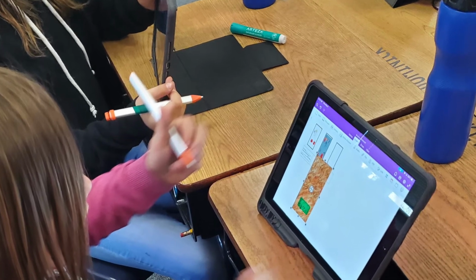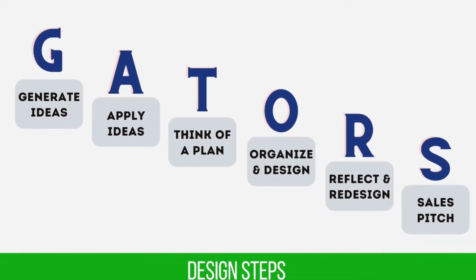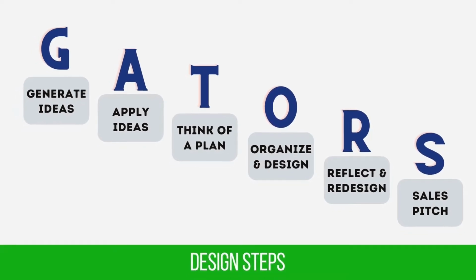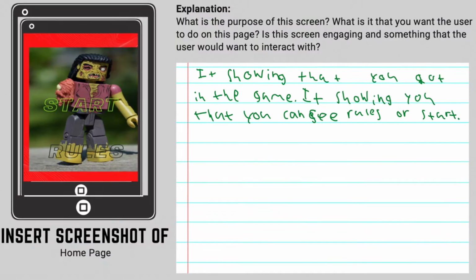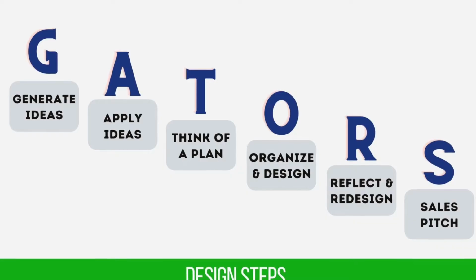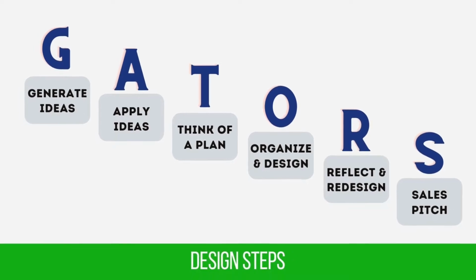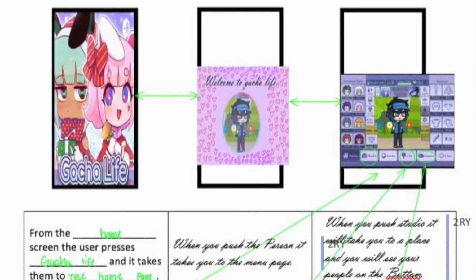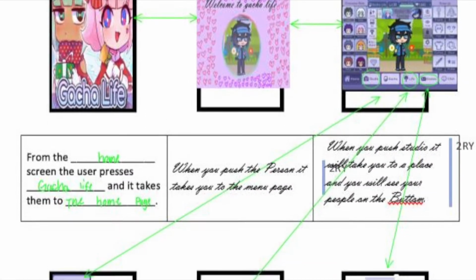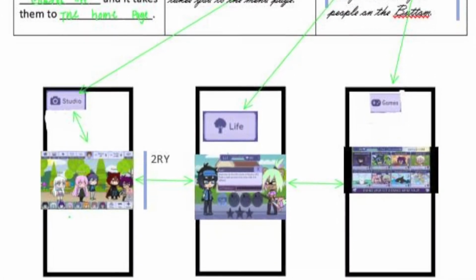The G stands for generate ideas. This is when students were brainstorming what they wanted the app to look like. The A stands for apply ideas. This is when students would finalize their app idea and analyze their design. The T stands for think of a plan. This is when students would plan out the interventions users would have with the app.